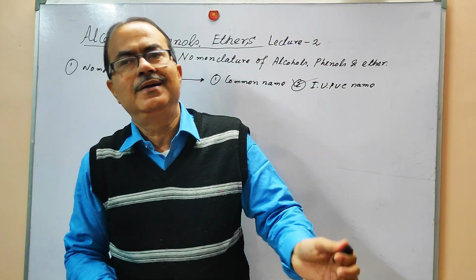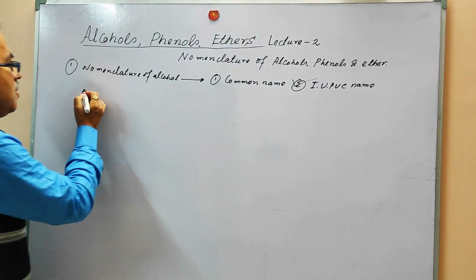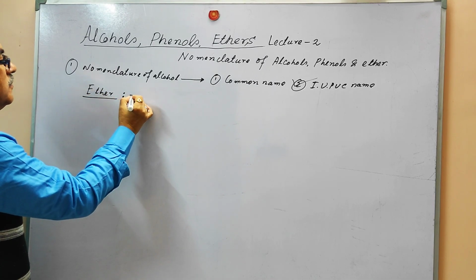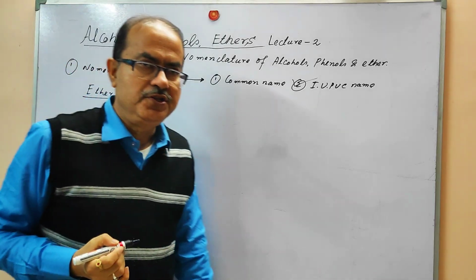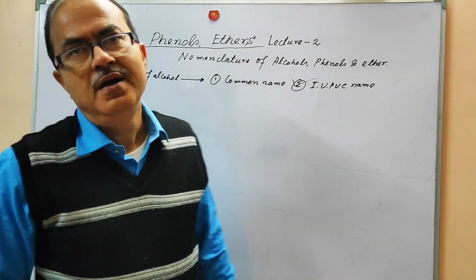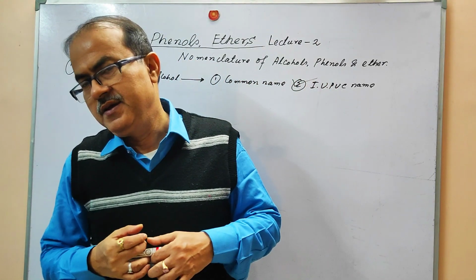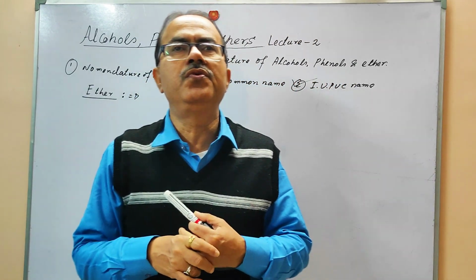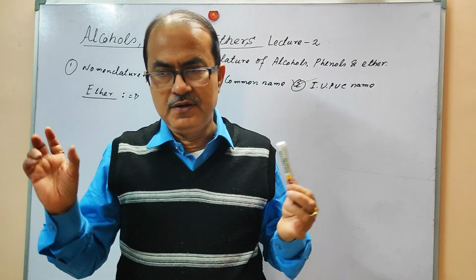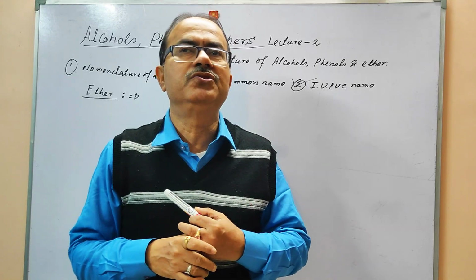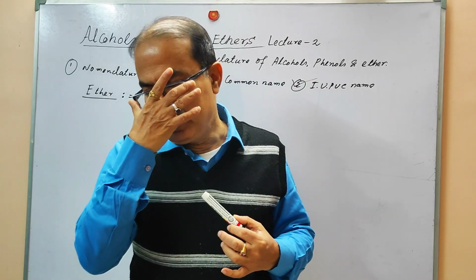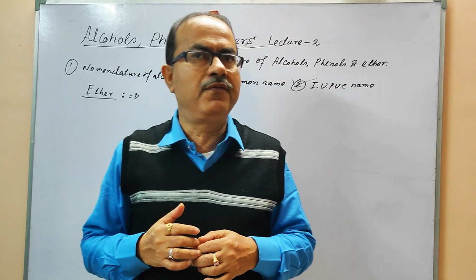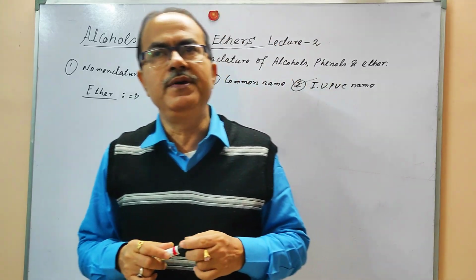Now we are going to discuss the third compound, that is the nomenclature of ether. We will discuss the common name and IUPAC name of the ether. The common name of the ether is derived from the common names of the alkyl groups present in this ether, because we know an ether has two alkyl groups with an oxygen atom in the middle. The name of the alkyl groups is placed in alphabetical order and the word ether is added to it.